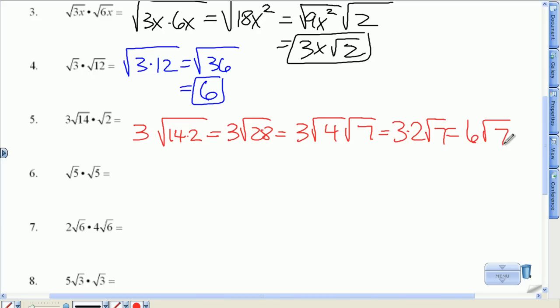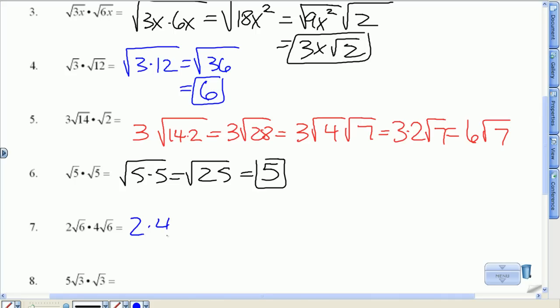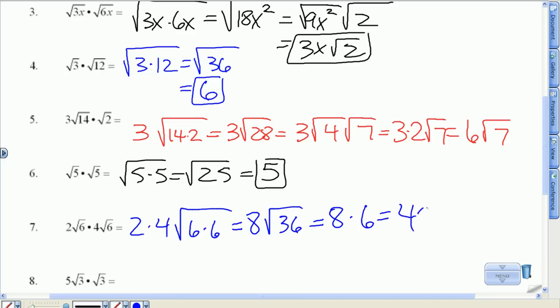For problem 6, radical 5 times radical 5 is radical 25, and that's a perfect square, so take the square root of it. For problem 7, take the coefficients, 2 and 4, multiply them. Take the radicands, multiply them together. So you get 8 radical 36. 36 is a perfect square. That's 8 times 6, which is 48.